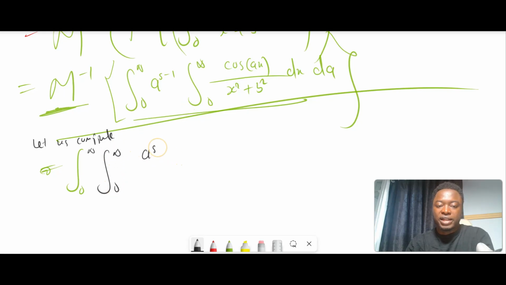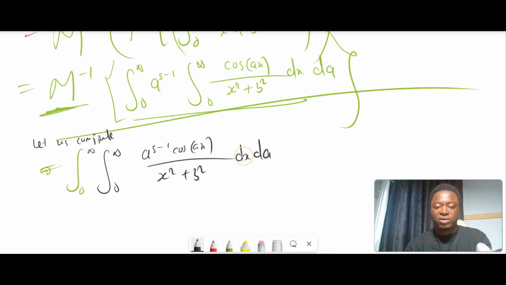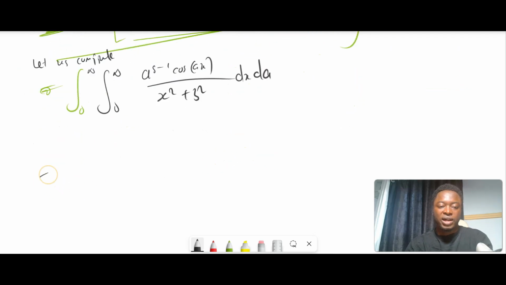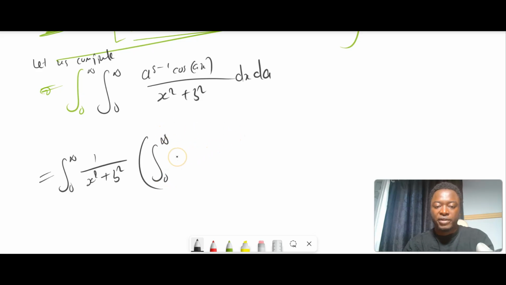You have a to the s minus 1 cosine of ax divided by x squared plus b squared dx and then da. So first of all, we're going to do with respect to a first. So we have the integral from 0 to infinity of 1 over x squared plus b squared. Then you have to deal with the integral from 0 to infinity of a to the s minus 1 cosine of ax dx, da then dx.